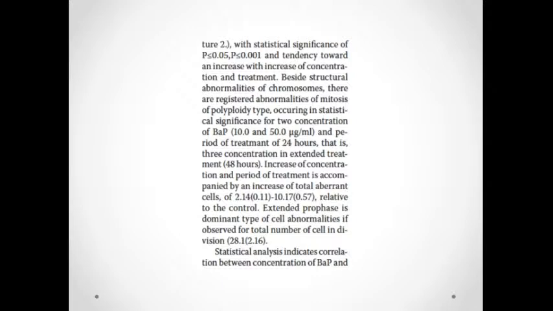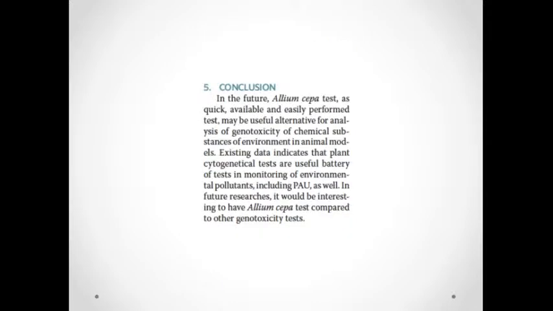So these are some of the statistical analyses they did. In conclusion, the Allium sepa test is a quick, available, easily performable test. You can use any other chemicals also to check the genotoxicity, and in this case we checked an environmental pollutant, including PAU. So this is better than using humans. These are the various results that could be proved: rather than using human and mouse cells, we can use Allium sepa, their different cells, to check the chromosomal aberrations, and this could be replicated in humans later on.